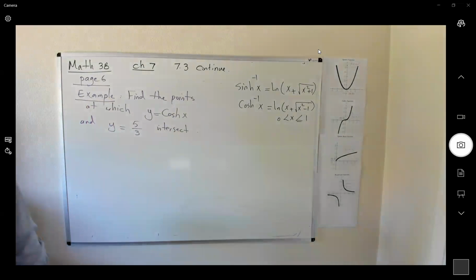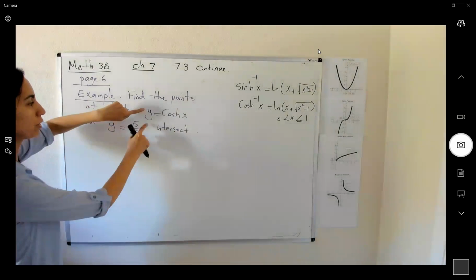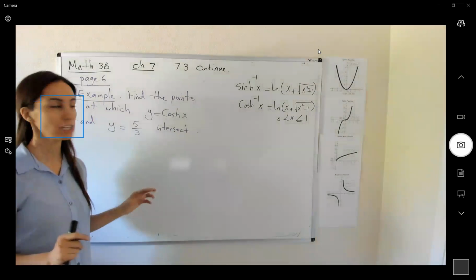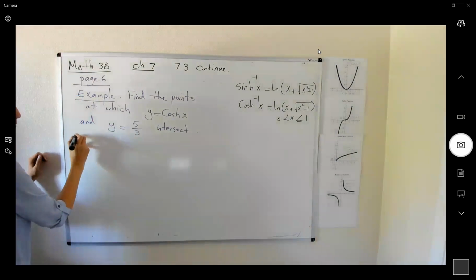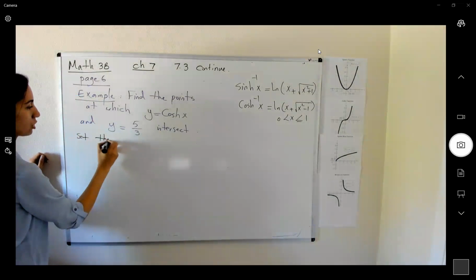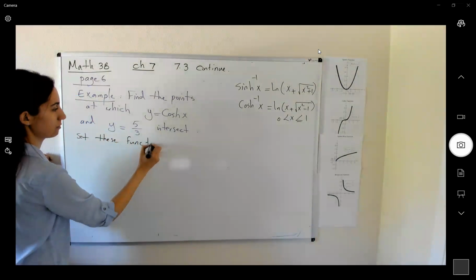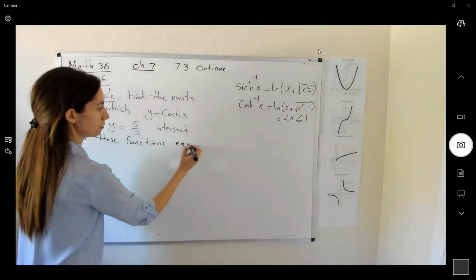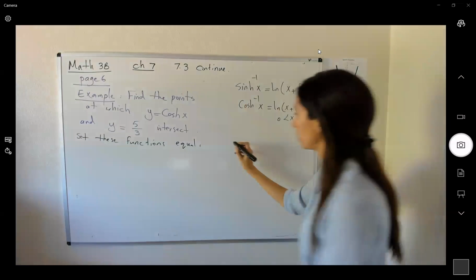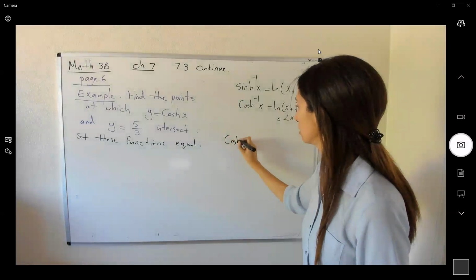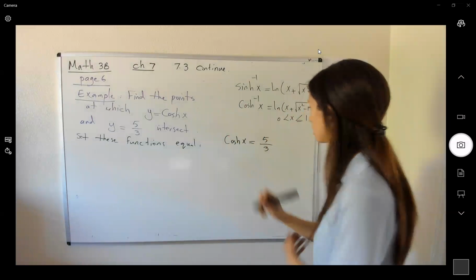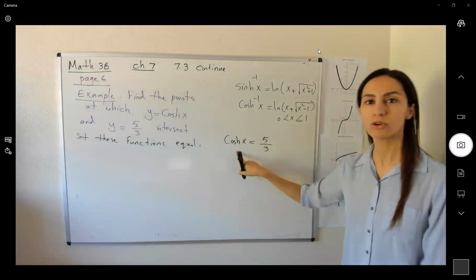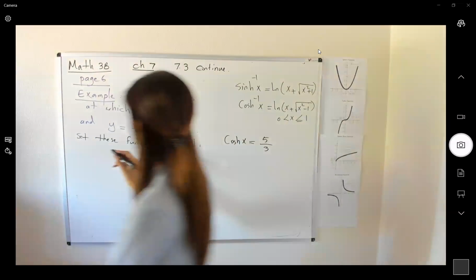Okay, first. To find the point or points of intersection between these two functions, set them equal to each other. We have hyperbolic cosine x equals 5/3. Then our goal is to solve for variable x.